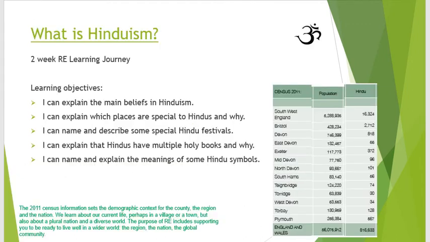Now, by the end of next week, you'll be able to show your knowledge on these 5 learning objectives. So these are the 5 things that we're going to be learning about in the next 2 weeks. You'll be able to explain the main beliefs of Hinduism, explain which places are special to Hindus and why. You'll be able to name and describe some special Hindu festivals. You'll be able to explain why Hindus have multiple holy books. And you'll be able to name and explain the meanings of some Hindu symbols.